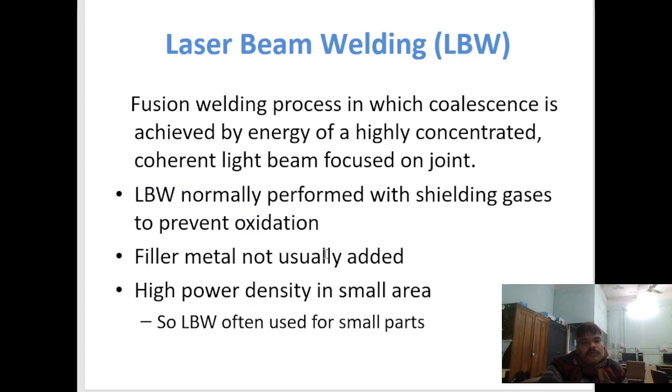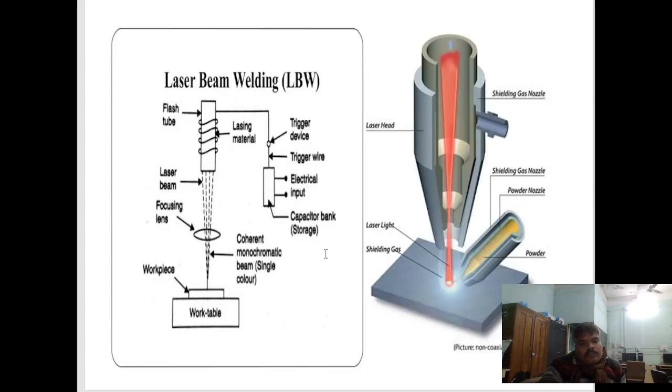Laser beam welding is a fusion welding process in which coalescence is achieved by the energy of a highly concentrated coherent light beam focused on the joint. Laser beam welding is normally performed with shielding gases to prevent oxidation. Filler metal is not usually added. High power density in a small area. Laser beam welding is often used for small parts.